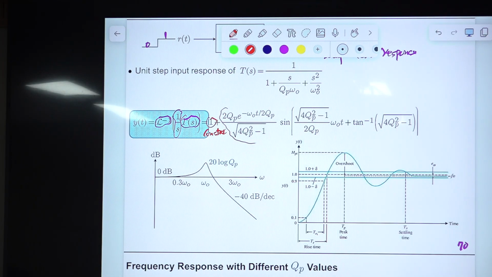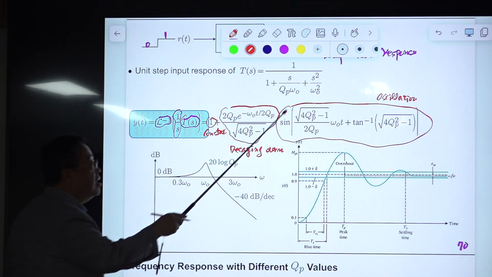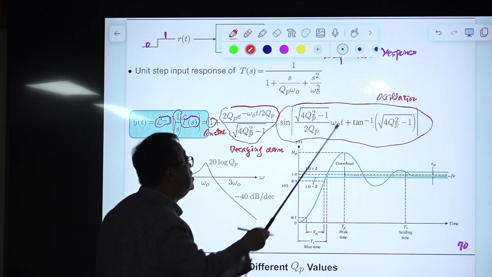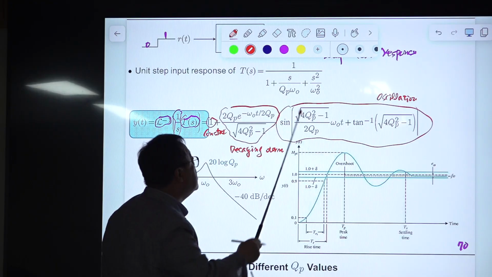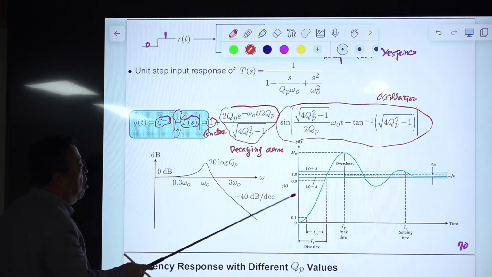This is a decaying exponential term. This is a dying out term, and this is what? Oscillatory term, oscillation term. Okay, this is oscillation. Maybe it has some fixed frequency and fixed phase. It is sustained oscillation, but it has a damping term here. So output is this one.